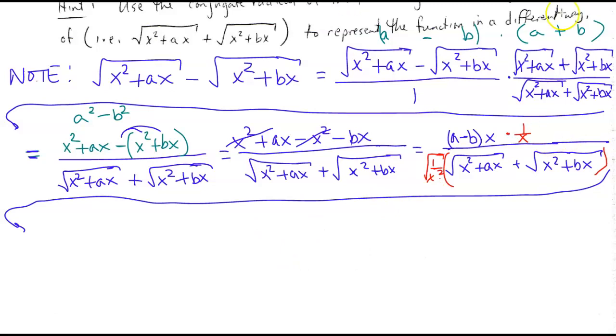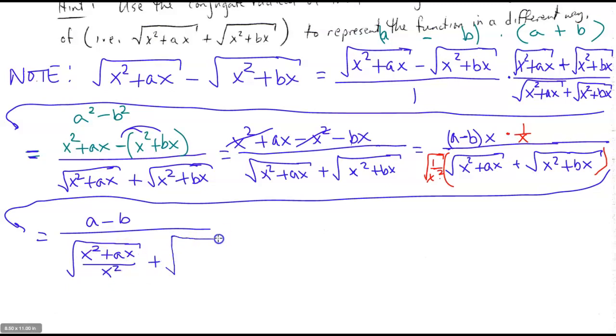All right, so I'll switch colors and then we will write out what the result is. So in the numerator here, when I do this, I'm just going to have a minus b. Simple enough. Okay. In the denominator, I'm going to have the square root of x squared plus ax, all that divided by x squared, plus the square root of x squared plus bx divided by x squared. Okay.